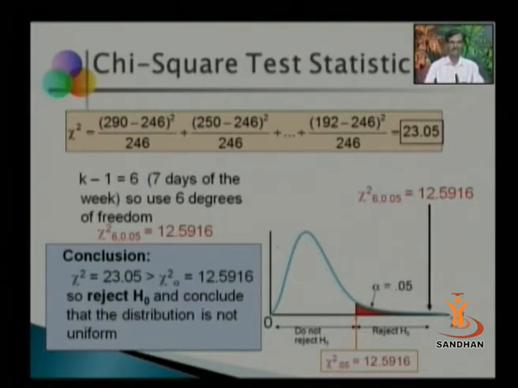value, that is 12.59. And from the graph one can see that if the value of chi-square calculated from the data, that is 23.05, falls above that chi-square table value, then the hypothesis is rejected. So in this case, chi-square calculated is 23.05, which is greater than the table value 12.59. So reject the hypothesis. So the conclusion is the distribution is not uniform.